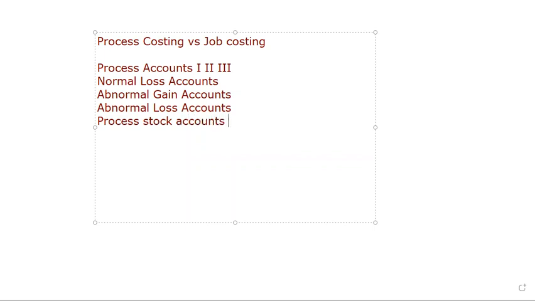So generally these are the types of accounts you prepare as far as process costing is concerned. Now you must know some of the equations, how you calculate the normal loss. It can come in the objective. What is the normal loss? Normal loss means what?